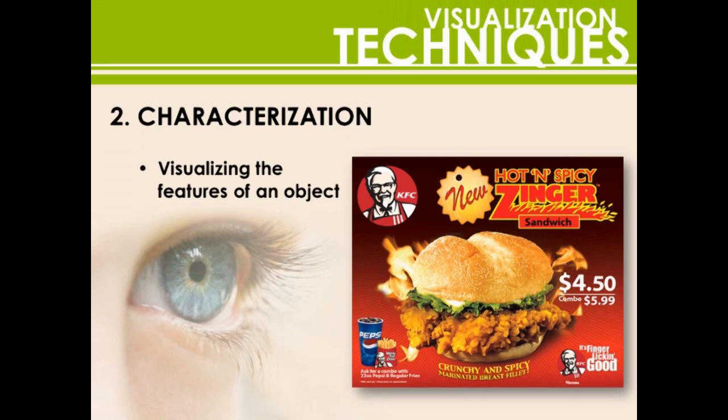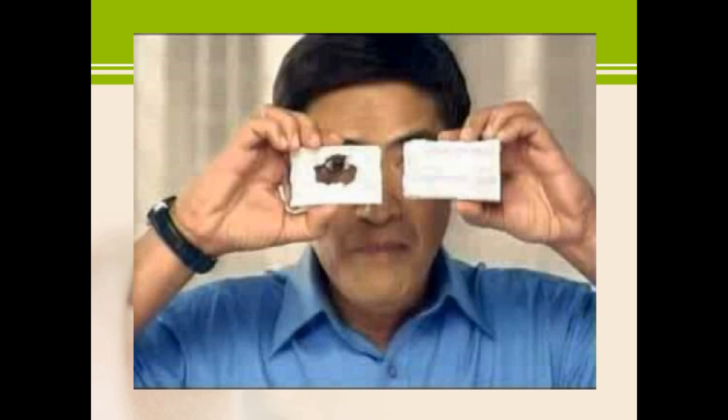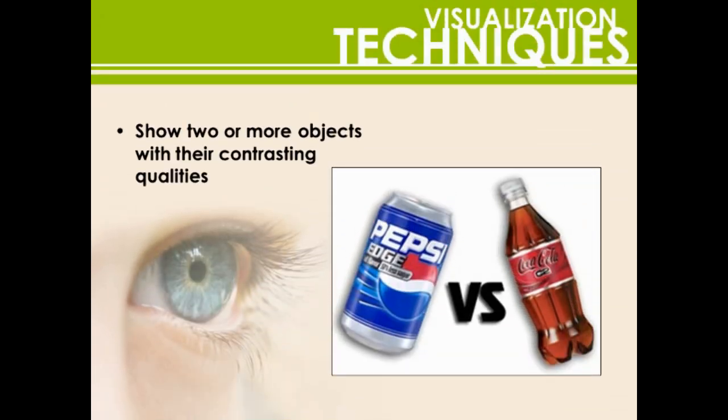The second type of visualization technique is called characterization. This technique can be done in several ways. Unlike identification, which only shows the actual object, characterization describes the distinguishing detail of a product, service, or an idea. If you see a TV ad about laundry soaps comparing brand X, brand Y, that ad also uses characterization. It shows 2 or more objects with their contrasting qualities.